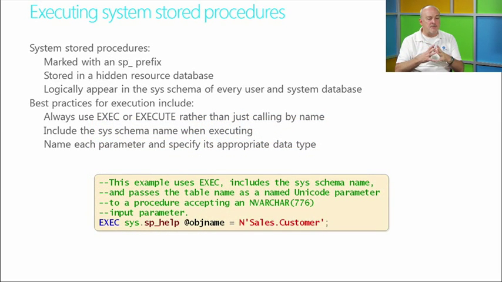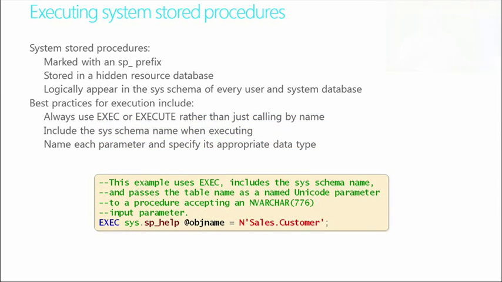We can execute a system stored procedure. Most of these are marked with SP underscore as the prefix. The system stored procedures are stored in a fifth system database. It's a hidden database that's not displayed when you go into the SQL Server Management Studio. It appears in the sys schema of every user and system database.